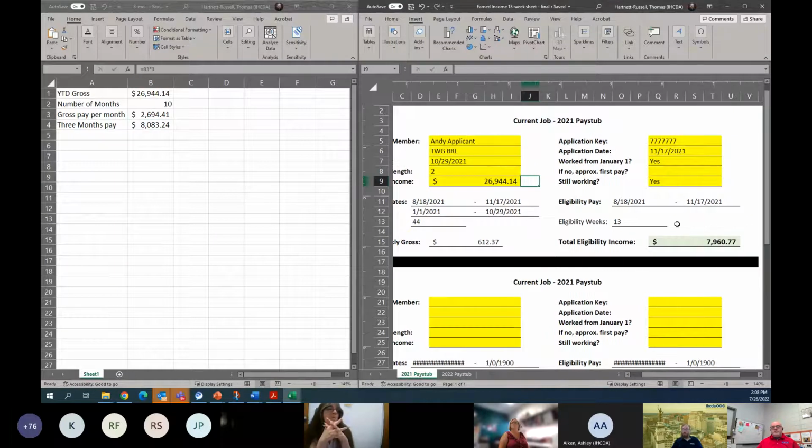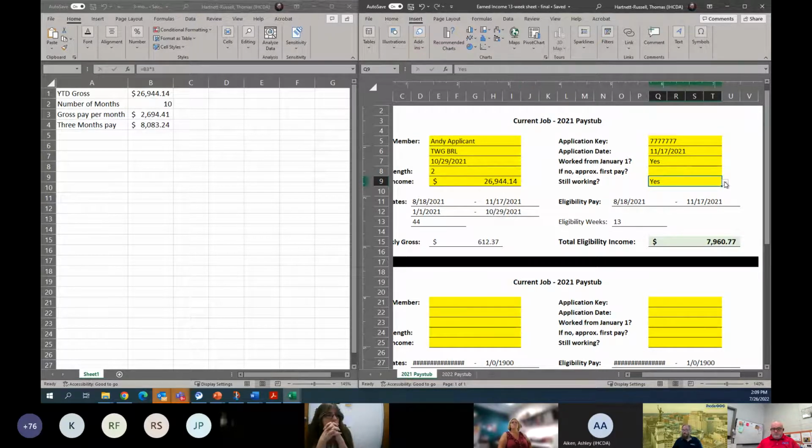But where the 13-week method really becomes useful is with being able to use any pay stub, even if it's in the middle of the month, and calculate from this date. We can say with reasonable certainty, as long as all the information as far as when they began working and whether they're still working is correct, that this is what their past 13 weeks of income has looked like.